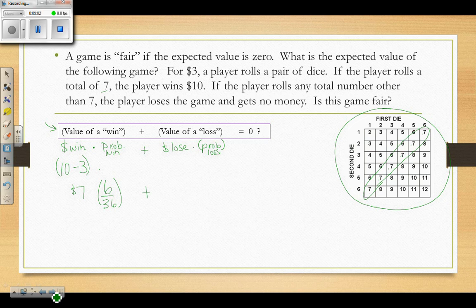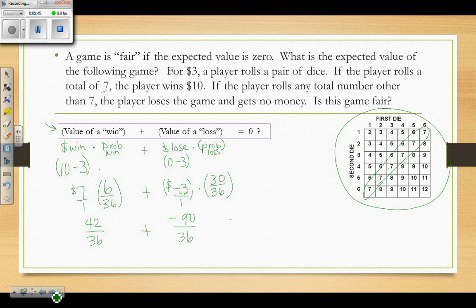Now, let's add that to the amount of money if you lose. If you lose, you get 0 money, and you have spent $3 to play this game, so you're negative $3 in the hole if you lose. You're going to multiply that times the probability of losing, which is, okay, if there's 6 sevens, that means there's 36 minus 6, so 30 other numbers. So I'm going to multiply 7 over 1 times 6 over 36. 7 times 6 is 42 over 36, plus negative 3 times 30 over 36. This is negative 90 over 36.